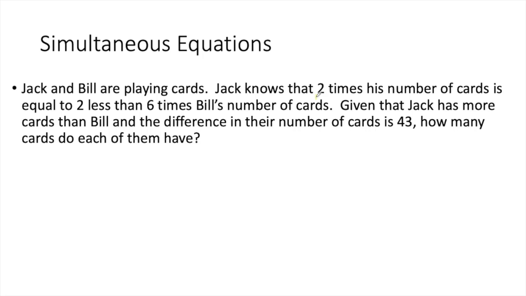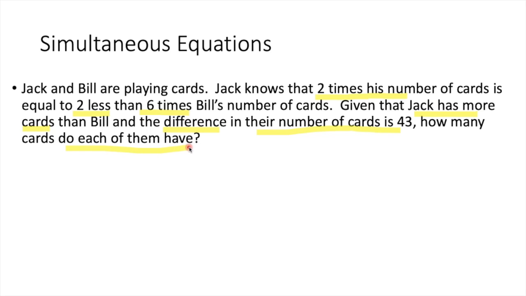Jack knows that 2 times his number of cards is equal to 2 less than 6 times Bill's number of cards. Given that Jack has more cards than Bill, and the difference in their number of cards is 43, how many cards do each of them have?